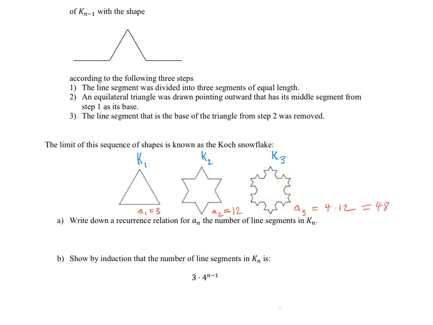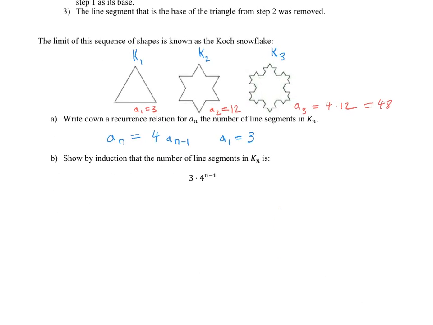Okay, so we're ready to write down a recurrence relation for this problem. So A_n is equal to 4A_{n-1}. And remember, every time we write down a recurrence relation, we want to state an initial condition with that. So we're just going to formally state that A_1 is 3. That's the initial condition that gets the ball rolling in this sequence of 3, 12, 48, and so on and so on.